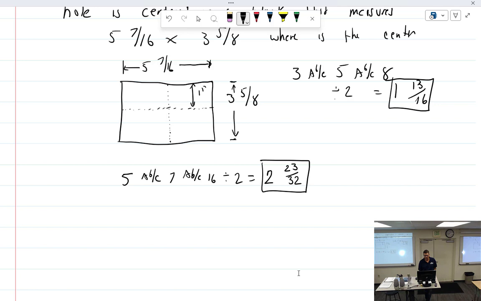So we're going to measure in 1 and 13/16, and then we're going to measure over 2 and 23/32. Everybody follow that?